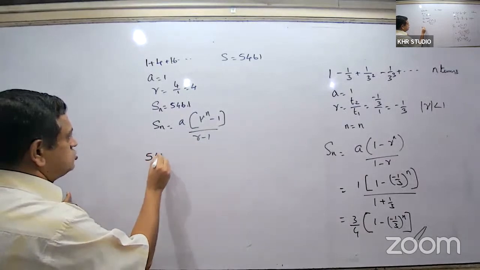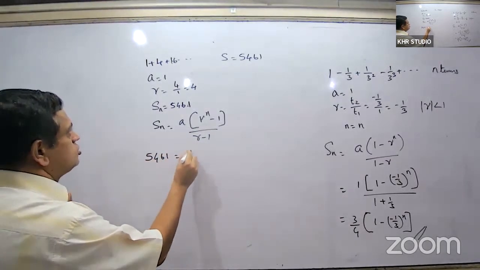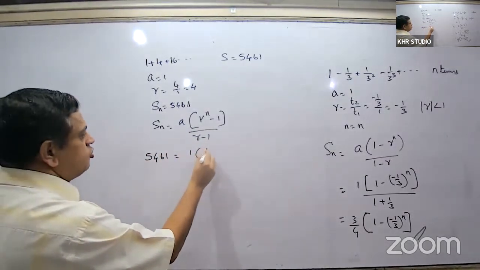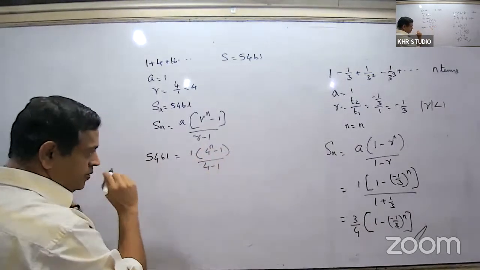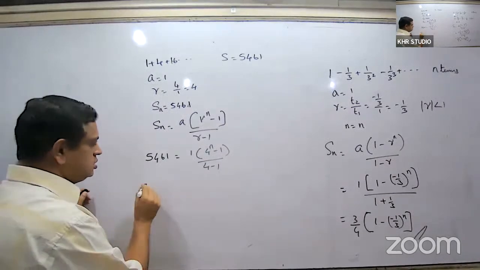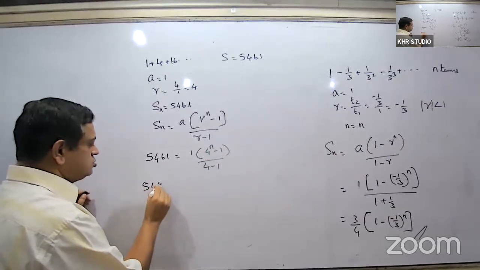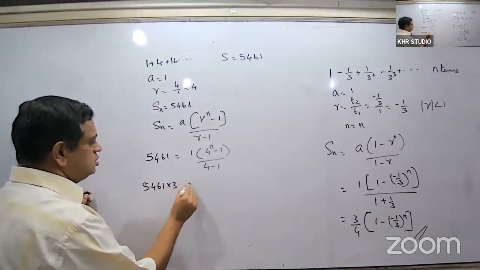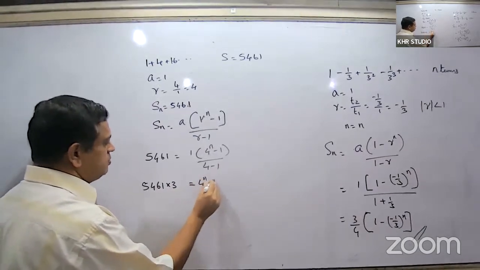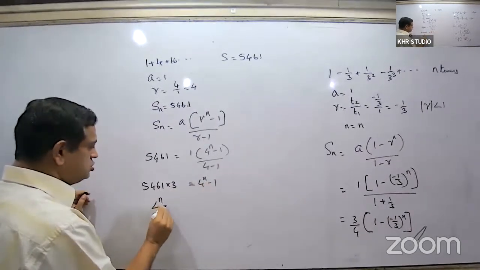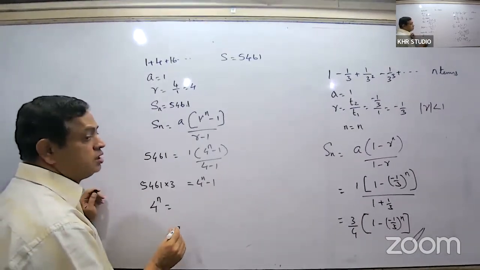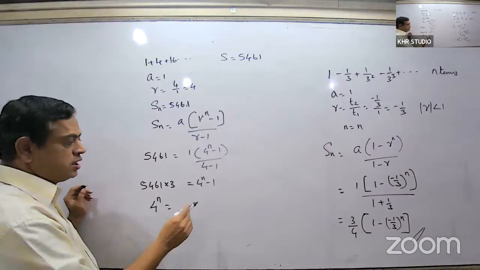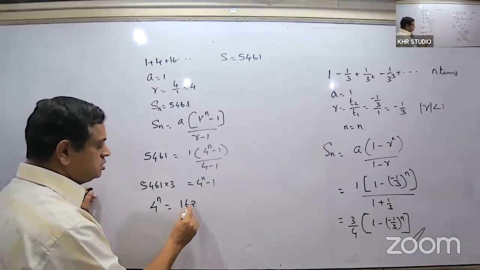5461 is equal to A, which is 1, into 4 raised to n minus 1, divided by 4 minus 1. Okay, 4 minus 1 is how much? 3. 5461 into 3 is equal to 4 raised to n minus 1. Therefore, 4 raised to n is equal to, multiplication done? Yes. How much? 16383 plus 1, 16384.